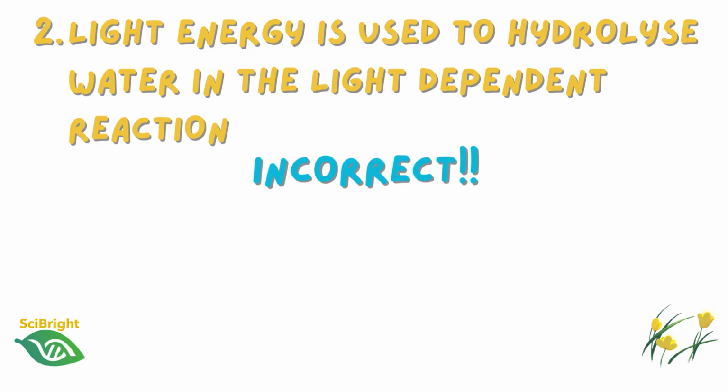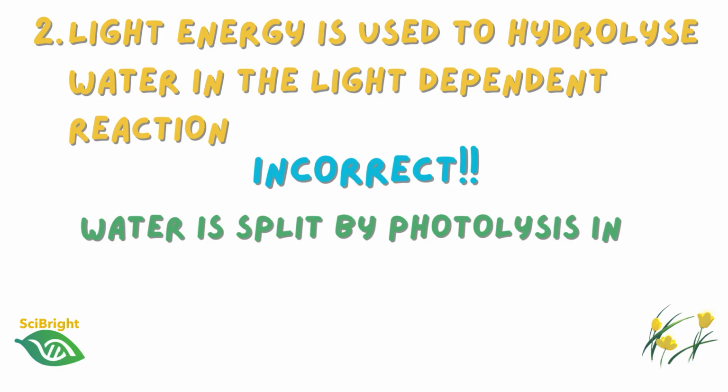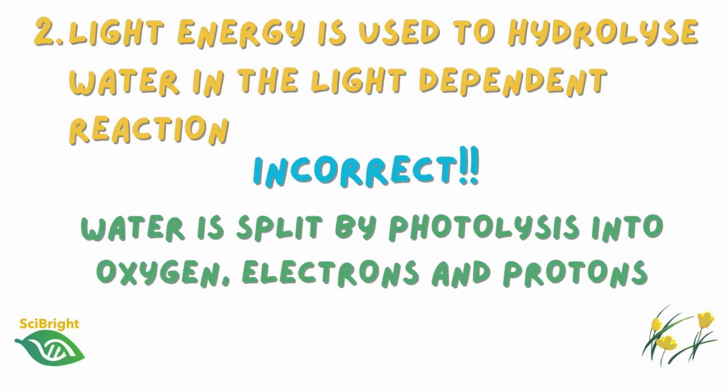In photosynthesis, it is water itself being broken down. It isn't using water to break another molecule down. What the students should have written is that the light-dependent reaction uses light energy for photolysis, where water is broken down into oxygen, electrons and protons.